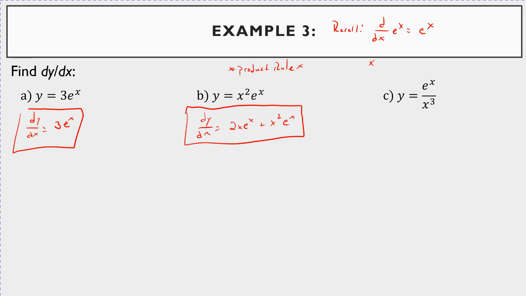And then over here, you would need the quotient rule because it's a division. So dy dx here is equal to derivative of the numerator, which is e to the x, times x cubed, so I'm going to put that in front, minus the derivative of the denominator, which would be 3x squared, times the numerator. Well, the derivative of e to the x is just e to the x, all over the denominator squared. So here you can just see how you're going to factor out an x squared.